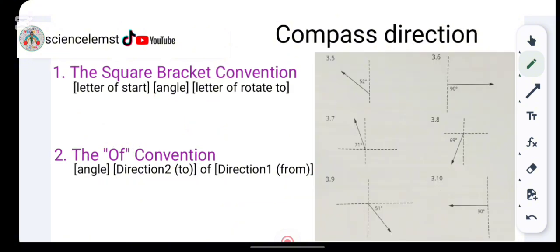The only way you can know if you understand something is when you redo it for yourself. So do these activities, leave your comment on the comment section, and I'll check if you did it correctly. 1 is for the square bracket convention. 2 is for the "of" convention. Write it that way.